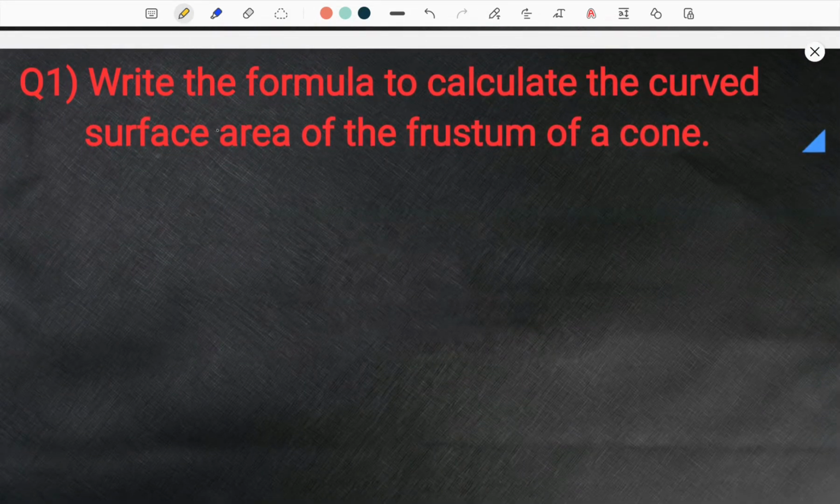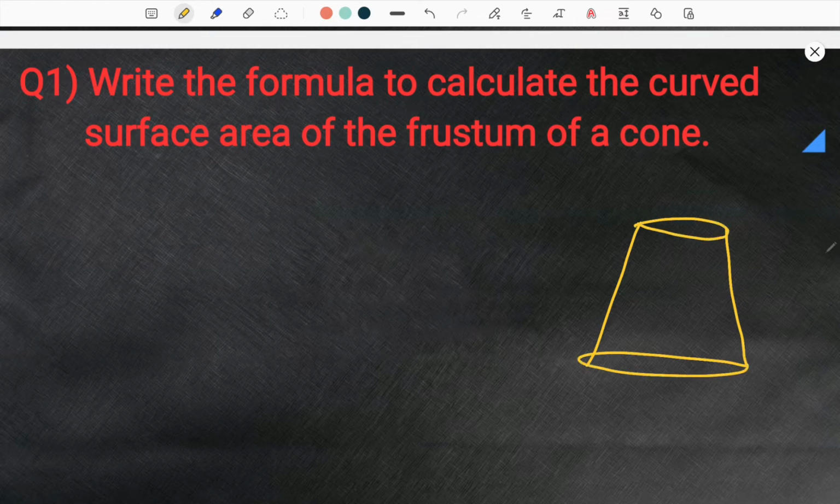The first question is, write the formula to calculate the curved surface area of a frustum of a cone. Direct, I told you, right? So how is a frustum of cone? The frustum of cone looks like this. This is the frustum of the cone. Here is the radius, this is R1, and this is the radius R2, and here is the H, and afterwards we have slant height here.